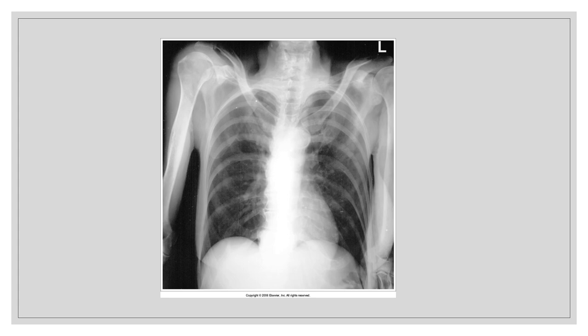What type of artifact? Anatomical, the scapulas are in the lung field. Also, metallic fragments are seen on this image. You have a couple near the right second and third rib that's easily seen, and there's a few more down on the left side, maybe around the 10th rib.